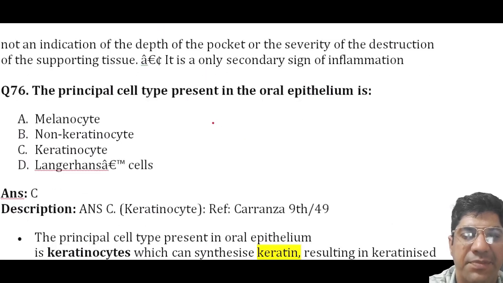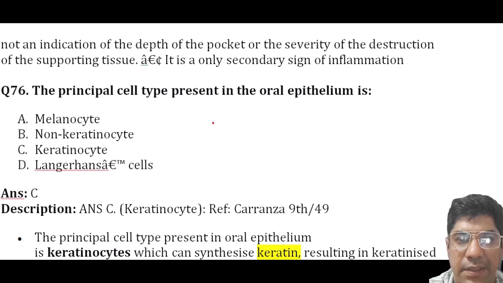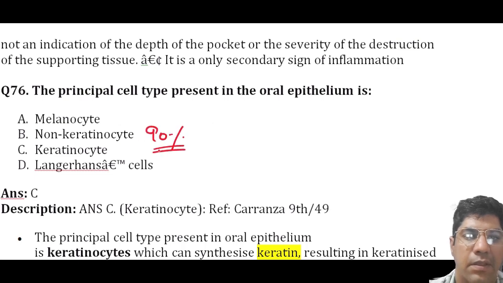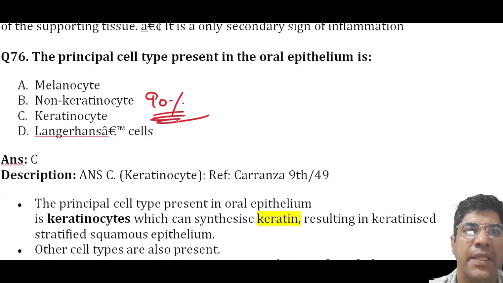The primary cells present in the oral epithelium are the keratinocytes. The principal cells are the keratinocytes. They are responsible for synthesizing keratin, leading to formation of keratinized stratified squamous epithelium. So the keratinocytes account for 90% or more of the gingival epithelium.